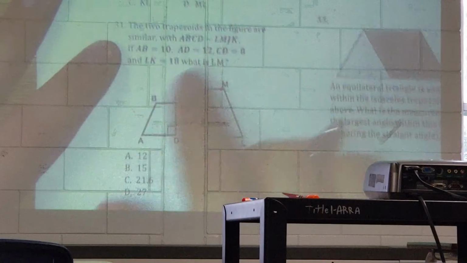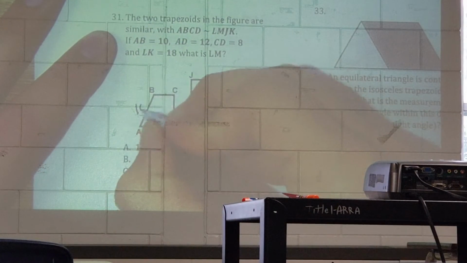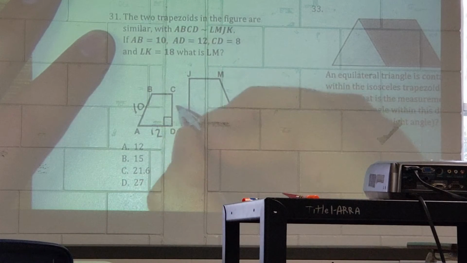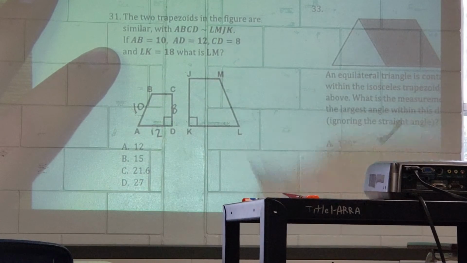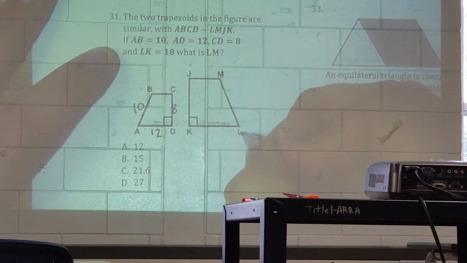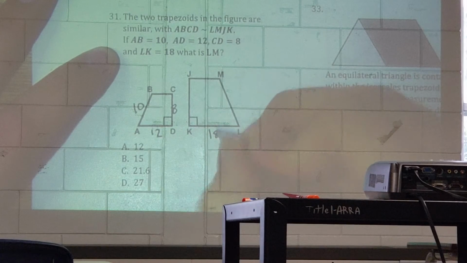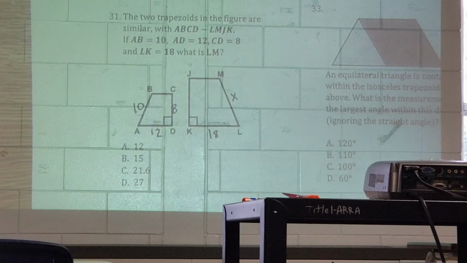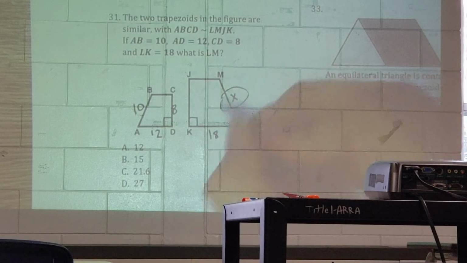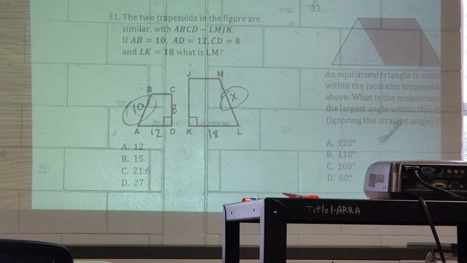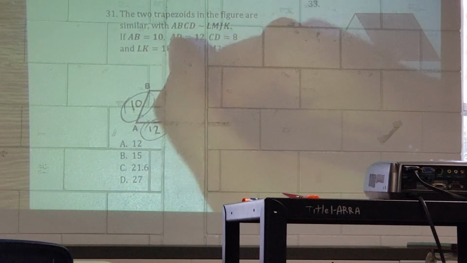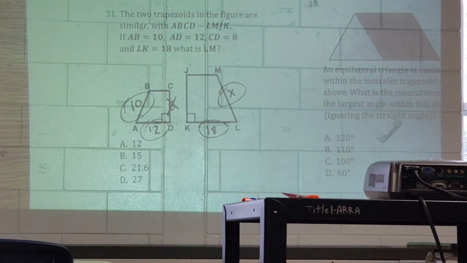So they said the same thing, except this time they said AB is 10, AD is 12, CD is 8, and LK is 18. Sorry. Yeah, LK is 18 right here. What is the measure of LM? So they put an X here. One of those things is not like the others. We know X and 10 go together. We know 18 and 12 go together. This 8 that comes up on the right angle side is just there as a confusing piece.